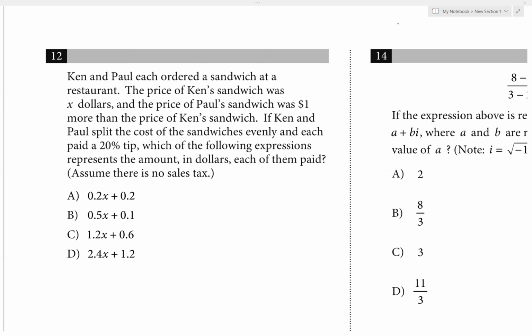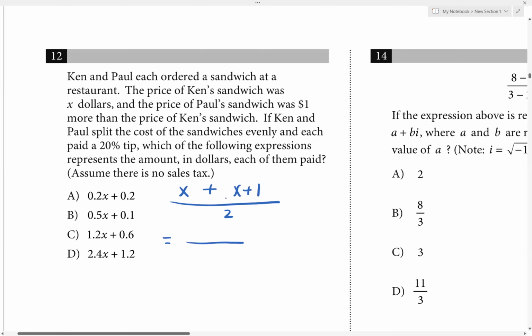So what we can do is say Ken's sandwich is x dollars, right? And then Paul's sandwich is $1 more, so it'll be x plus 1. Whatever x is plus 1, that's the price for Paul's sandwich. And they decide to split the cost evenly. So we can go ahead and add them up and divide by 2 to find the average of the two. We're going to add them up and divide by 2 to average the total cost.